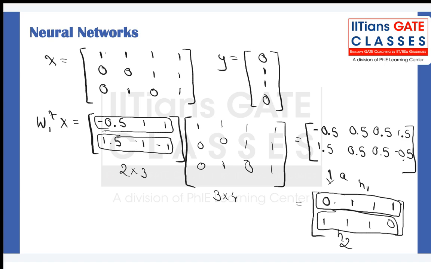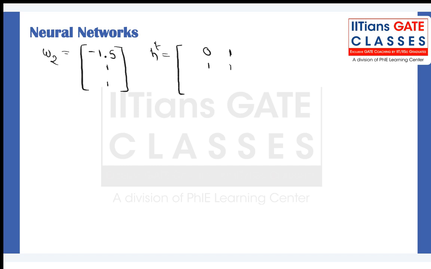So what I'm just saying is you put it in the activation function and then you get the value of corresponding H1 and H2. Now in the next step, what I do is I calculate the H transpose. So it becomes 0, 1, 1, 1, 1, 1, and 1, 0.